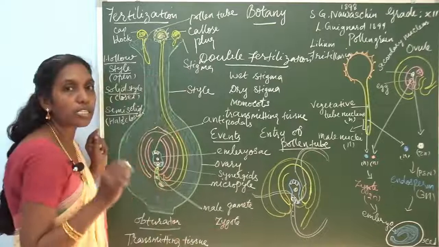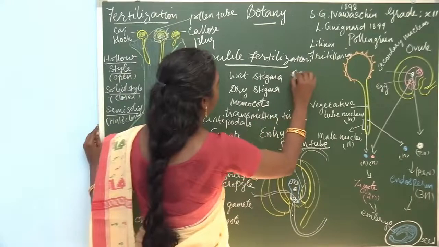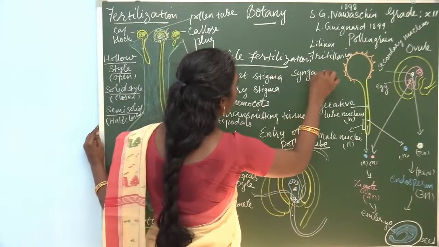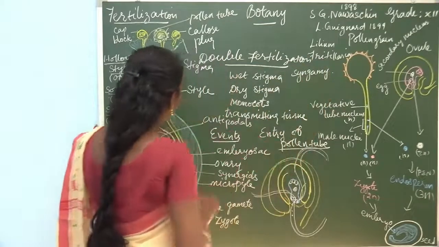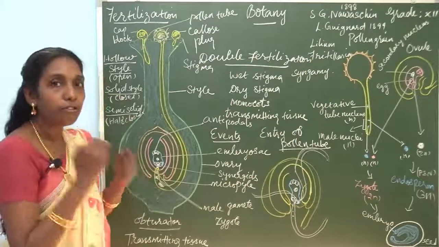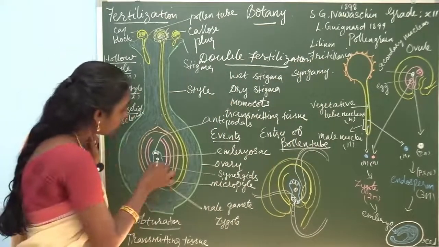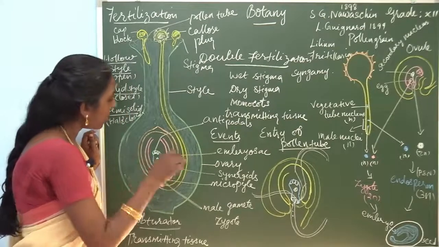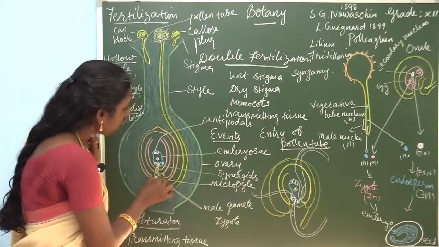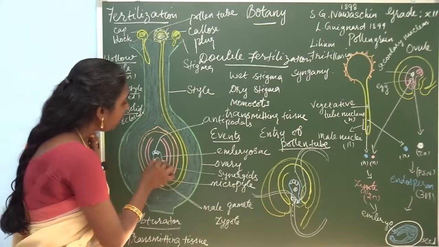So this process is known as syngamy. What is syngamy? Fusion of the male gamete with the egg. Now another male gamete is there. This male gamete fuses with the polar nuclei.